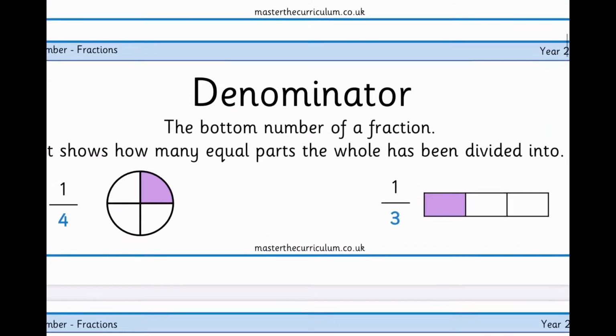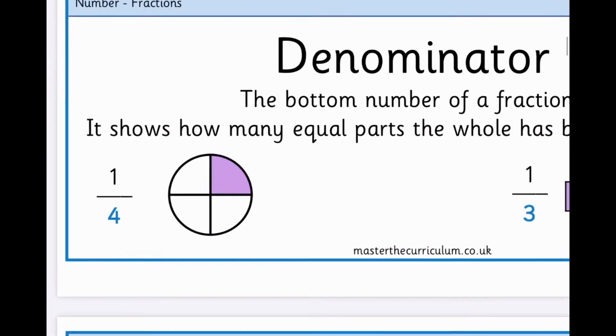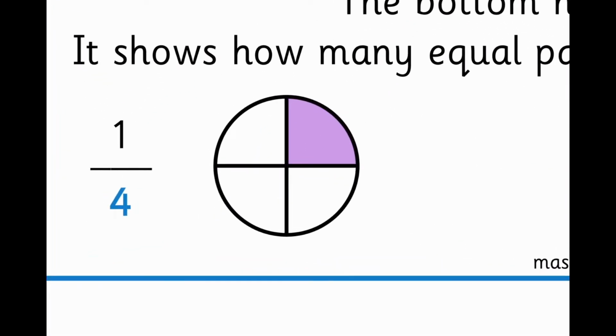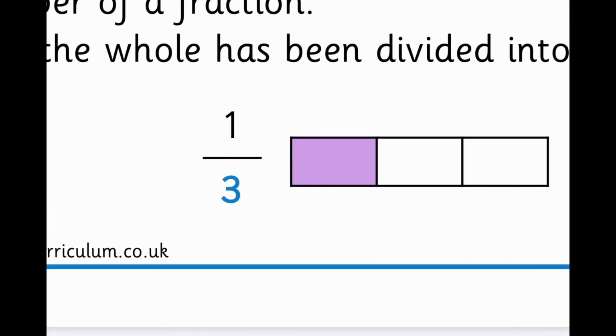Here we have the denominator. The denominator is the bottom number of a fraction. It shows how many equal parts the whole has been divided into. For this one, the denominator is 4 because there are 4 equal parts. And for this one, the denominator is 3 because it has been divided into 3 parts. We call that a third.